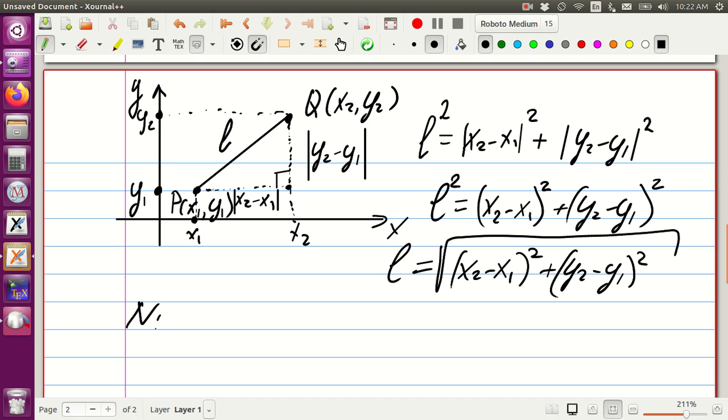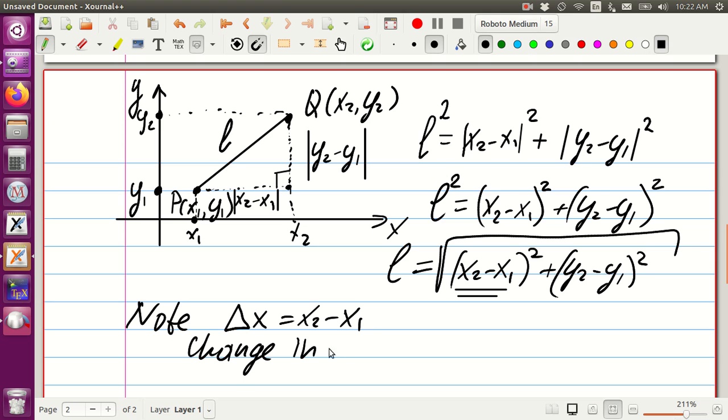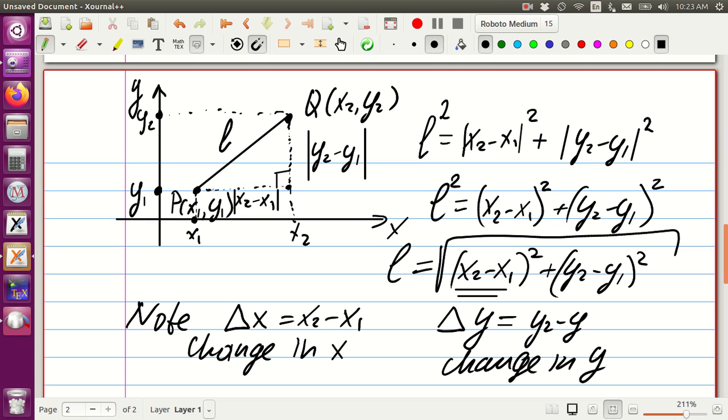Just a note for the future, we're going to use this difference between x2 and x1 very often. It's a very important quantity for us. So it's usually called delta x, and it's x2 minus x1, or in other words, this is a change in x. And for the y, we can say delta y equals y2 minus y1, and that means change in y.